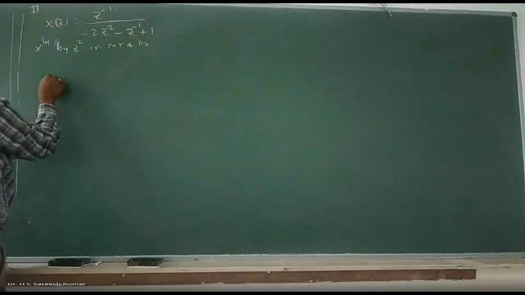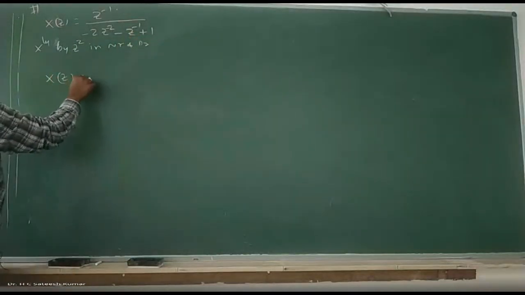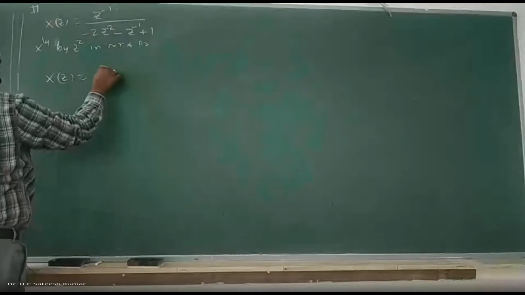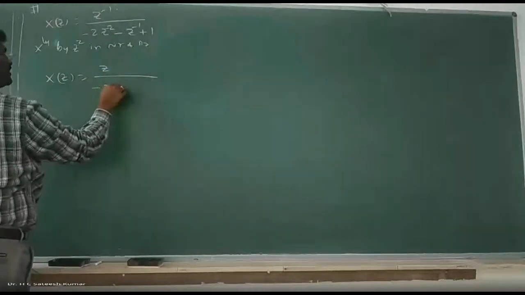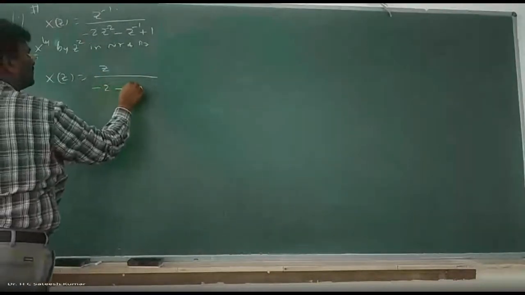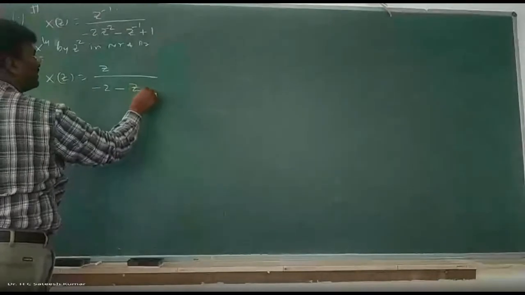So what will you get? X of z is equal to, z square means what? You will get z divided by minus 2 minus z plus z square.